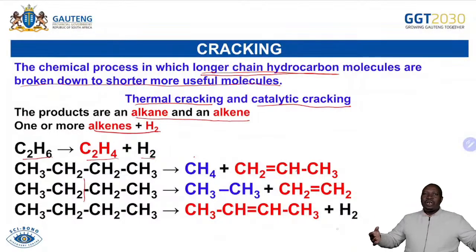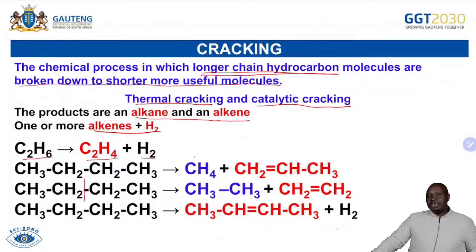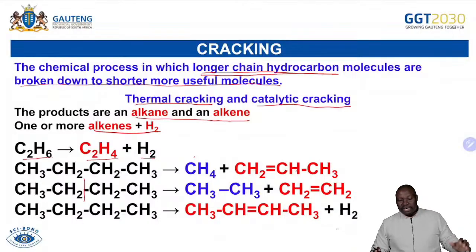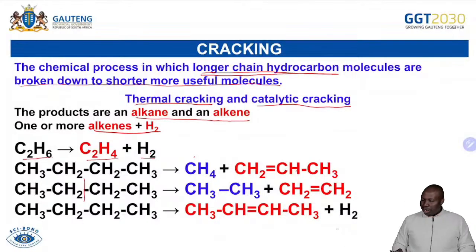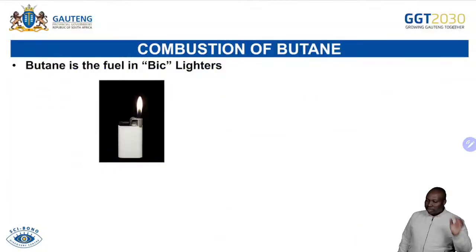It can be 1 carbon, 2 carbons, 3 carbons, depending on what you are doing. But at the end of the day, what is on the left-hand side is equal to what is on the product side when you check the number of carbons and hydrogens. So remember that as always.